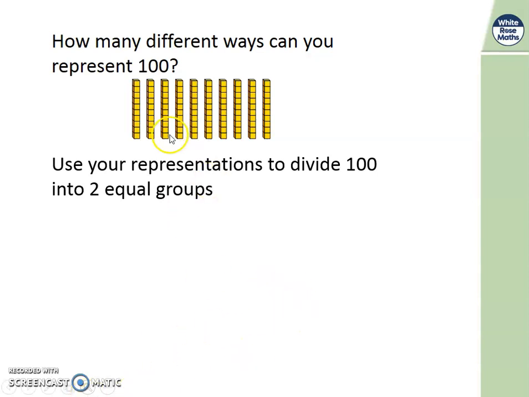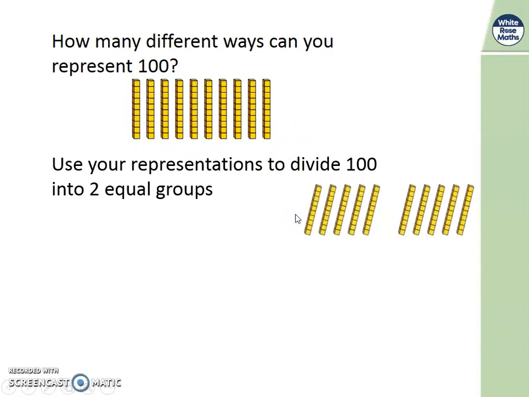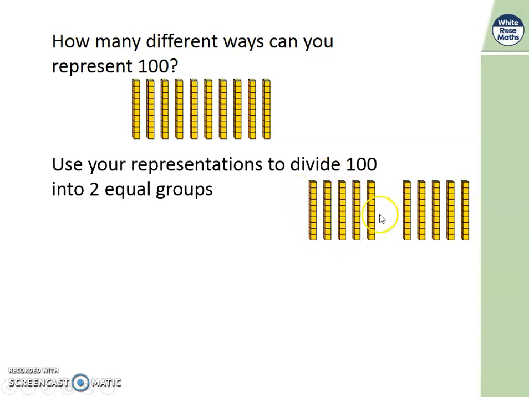We can use these representations to divide 100. Take this 100 and I'm going to split it into 2 equal groups. I'm going to share these out between 2 equal groups, like this. I end up with 5 tens in this group and 5 tens in this group. So that is 50 and 50. 100 divided into 2 groups is 50 in each group. So I can record that as 100 divided by 2 equals 50.